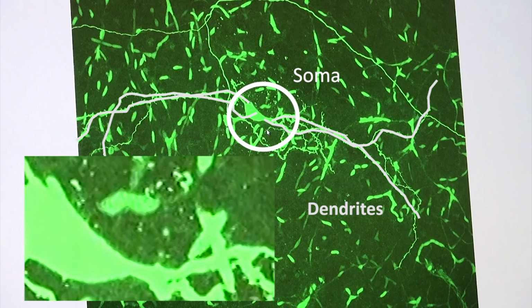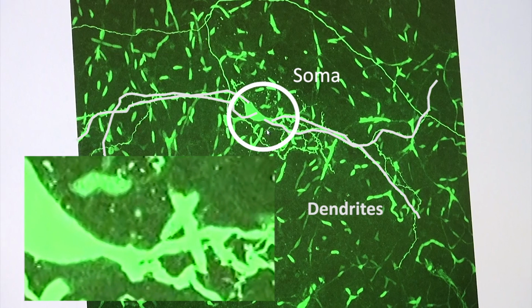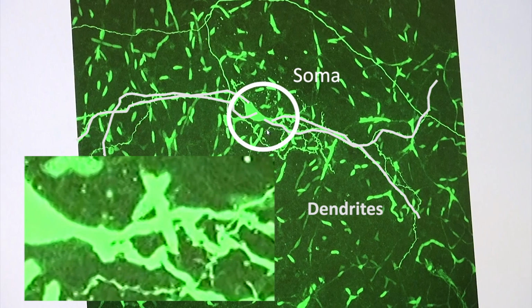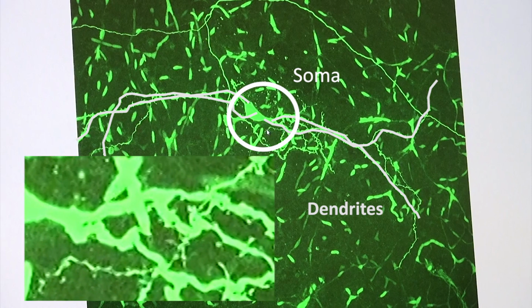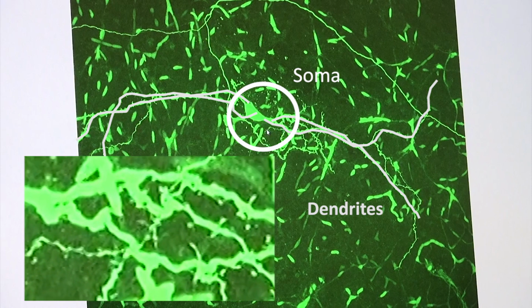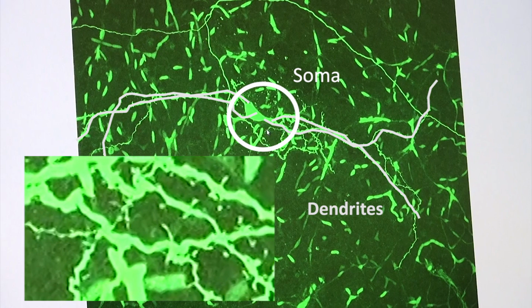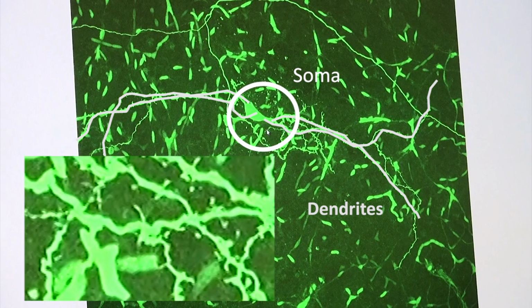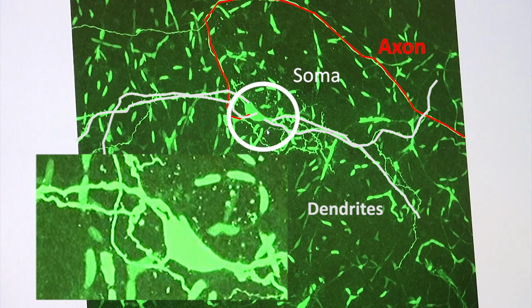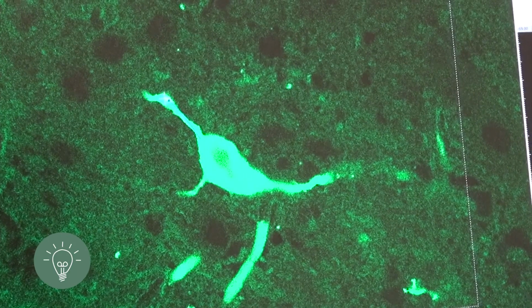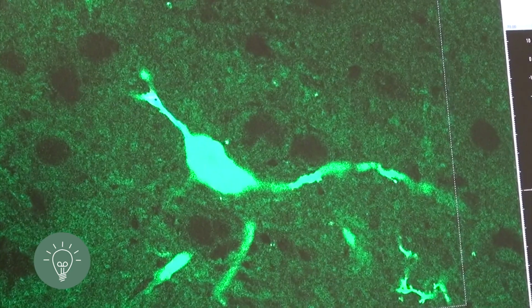Some of these extensions have small spines, and we know right away that they are dendrites because the axons are smooth in appearance. There are many dendrites with spines. They are like little points coming out of the dendrites. And here, in an axon, because you can see it, it looks very smooth. Now let us look at a three-dimensional image.